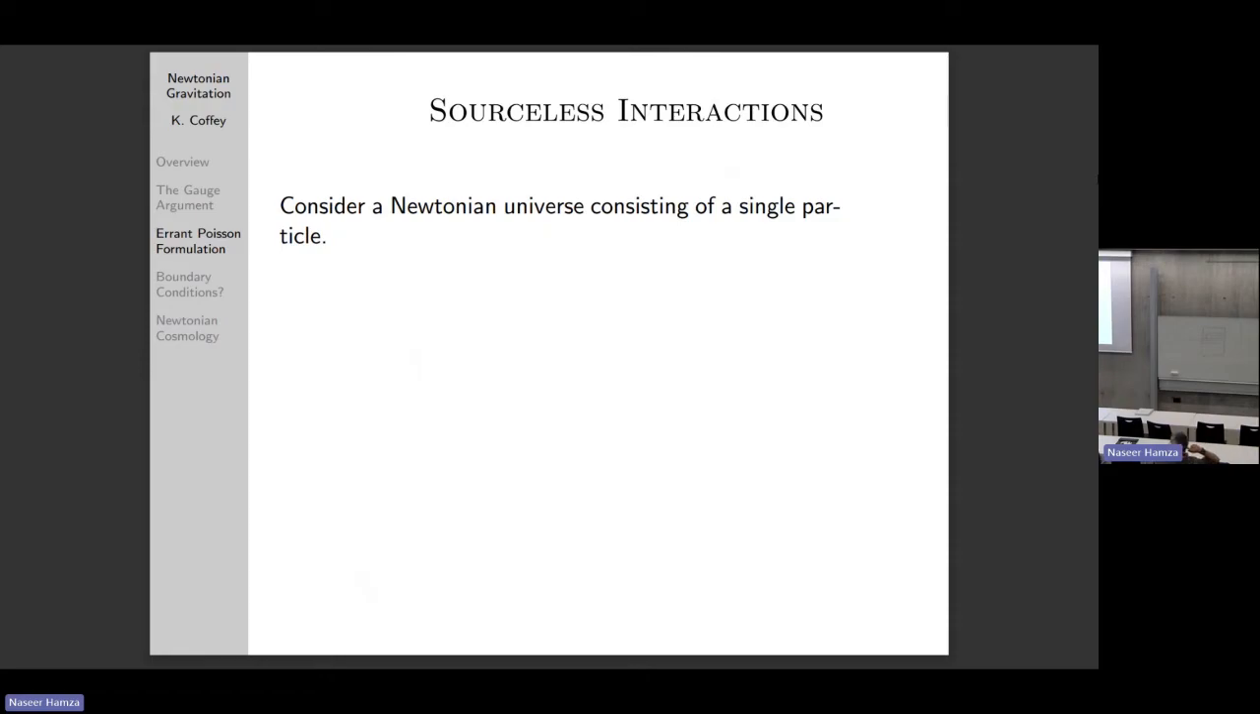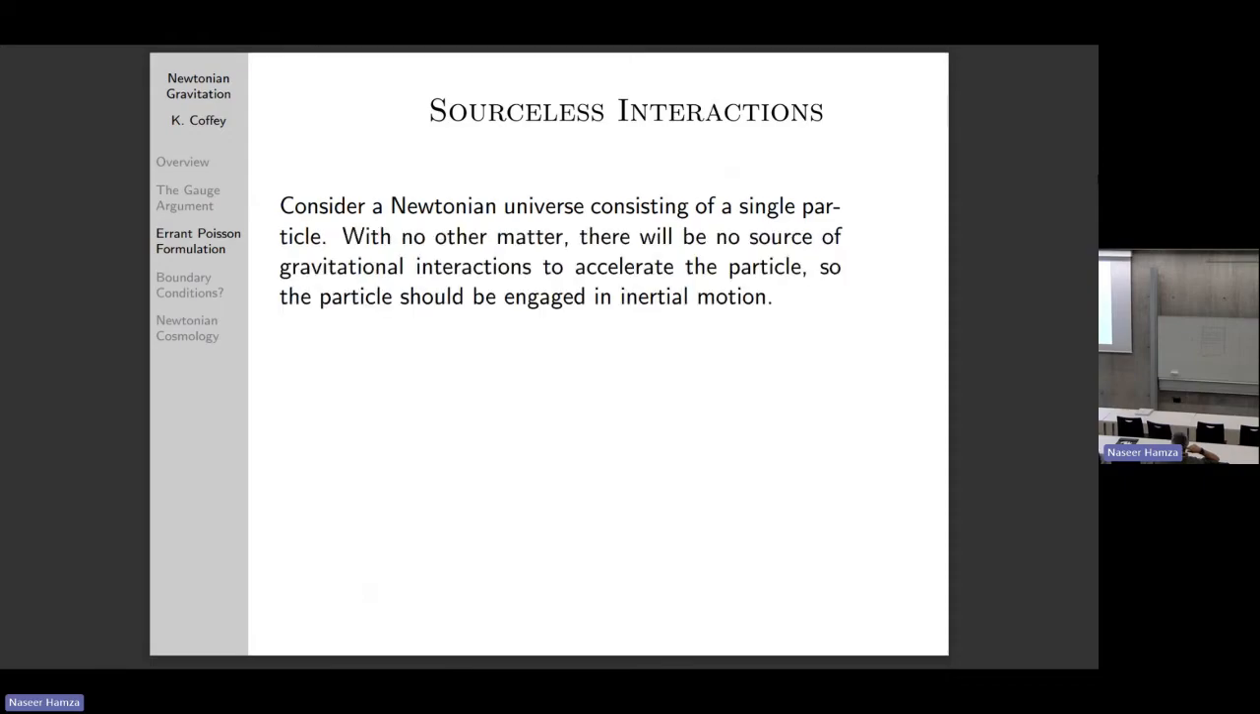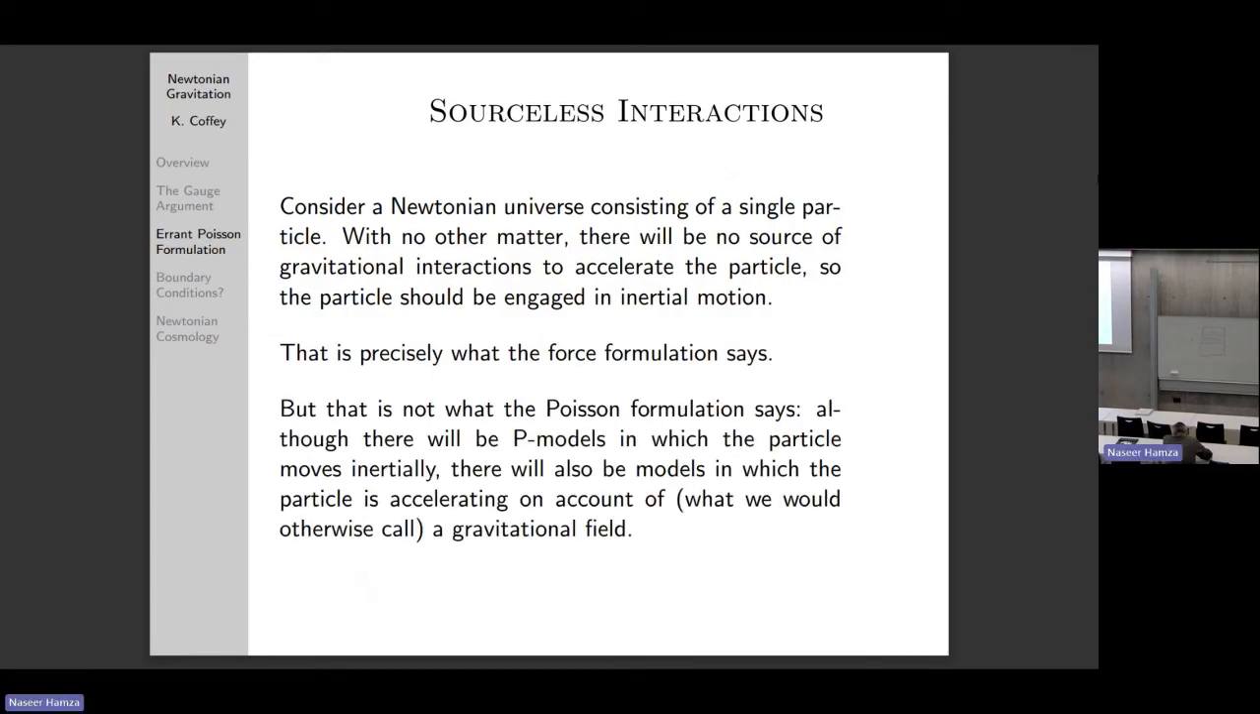So the idea is, consider a Newtonian universe consisting of a single particle, right? There's no other matter in this universe, and so there's no source of gravitational interactions to accelerate the particle, and so whatever the particle is doing, if it's sitting there or not, it should be engaged in inertial motion. Of course, if we're working in a Newtonian spacetime, then there is no distinction between just sitting there and regular inertial motion. And that's exactly what the force formulation says, right? There is no gravitational field because there's no matter in the universe. So there's no acceleration. That is not what the Poisson formulation says.